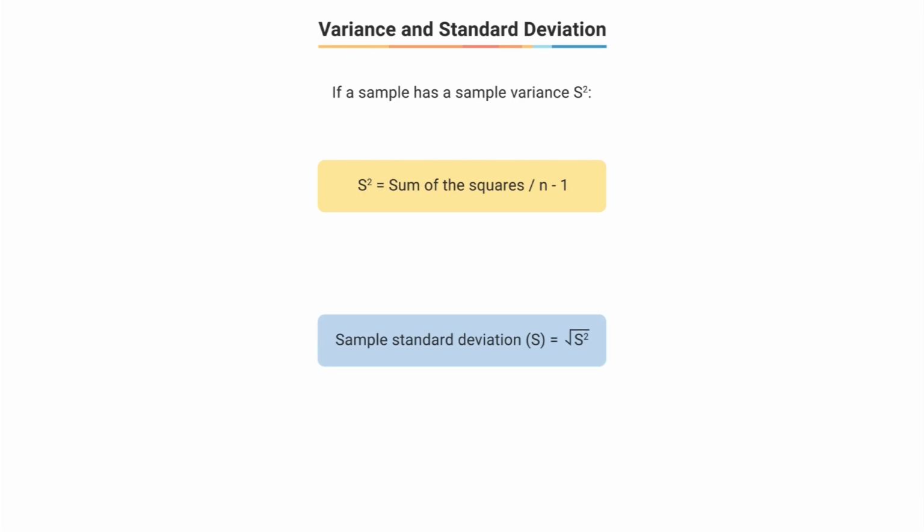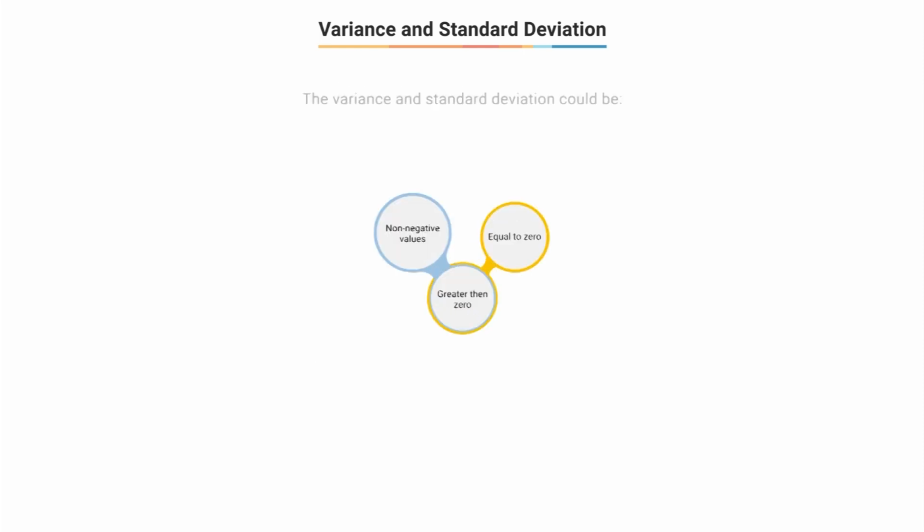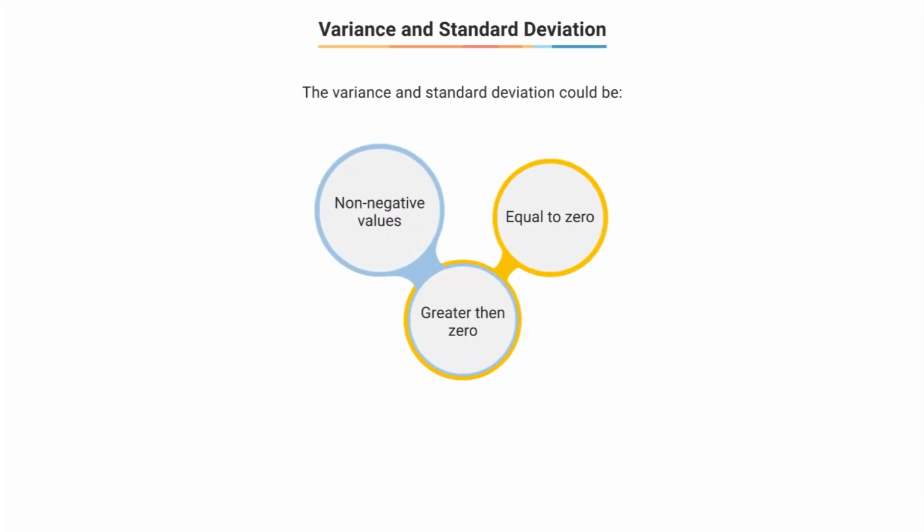Because the sum of squares can never be negative, the variance and standard deviation will always be non-negative values, and in virtually all cases, the variance and standard deviation will be greater than 0. Both the variance and standard deviation will be 0, meaning no variation, only for the special case in which every value in the sample is the same.